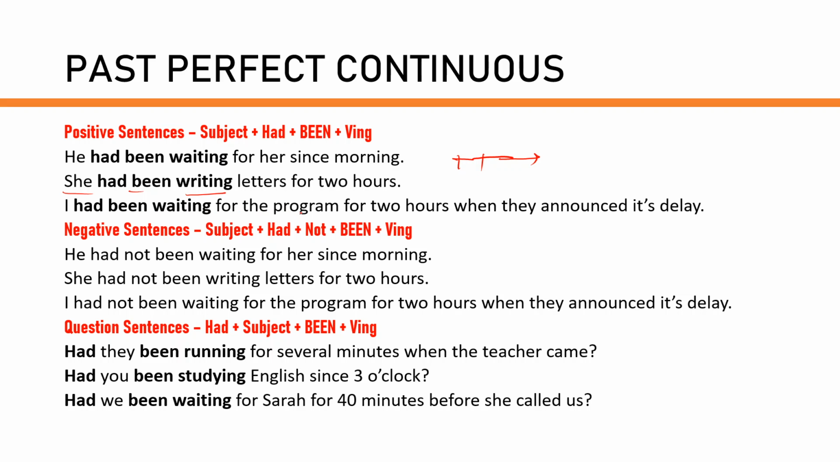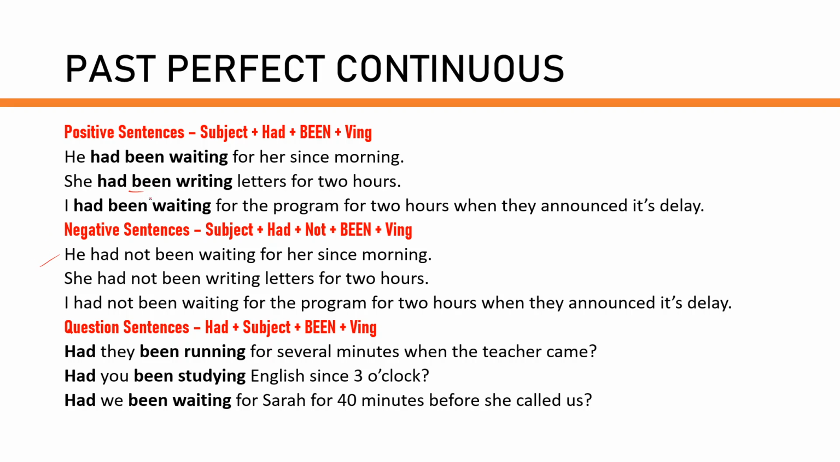I had been waiting for the program for 2 hours when they announced its delay. Again, past, दो एक्शन होंगे. ठीक है, यहाँ पे मान लो उन्होंने डिले अनाउंस किया. ठीक है, पास्ट में डिले अनाउंस्ड है ना, announced its delay, पास्ट में ये प्रेजेंट है हमारा. Then he was waiting for 2 hours, यहाँ पे 2 घंटे उसने कंटिन्यूसली वेट किया, पास्ट में कंटिन्यूसली. ठीक है, waiting for 2 hours till they announced its delay. That is why it's a combination of continuous and past perfect.